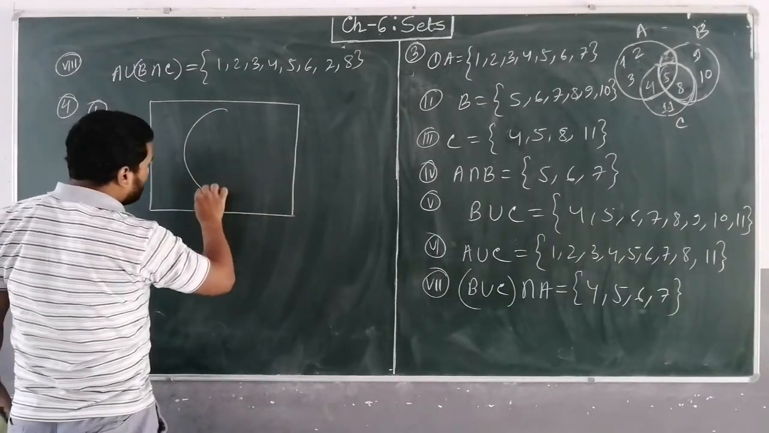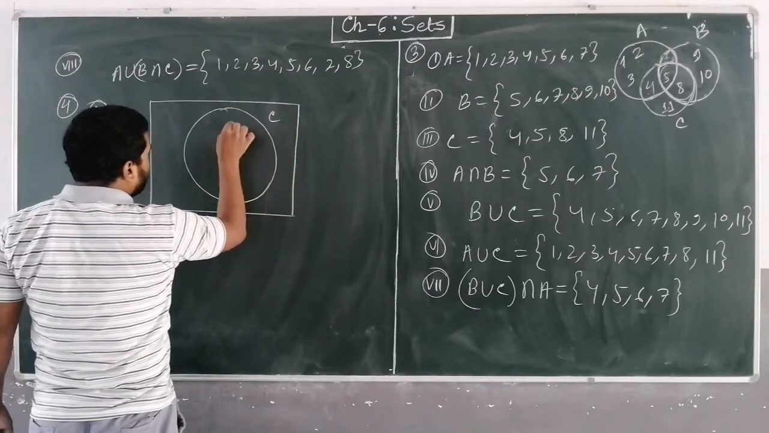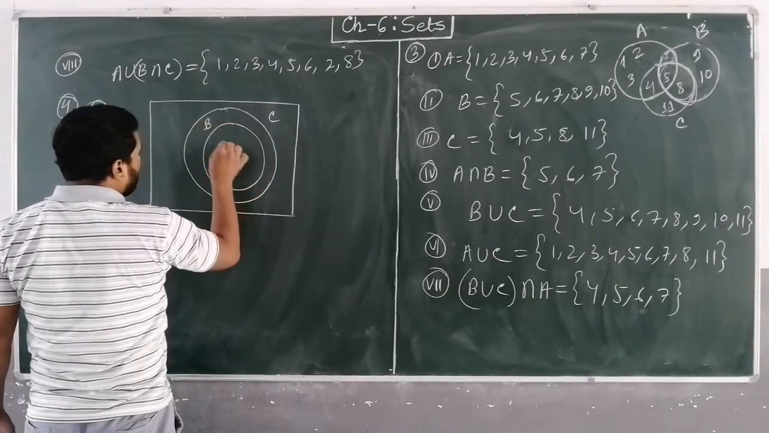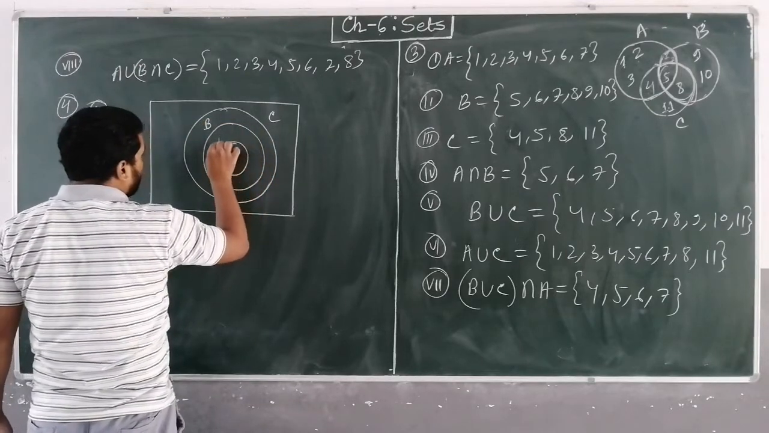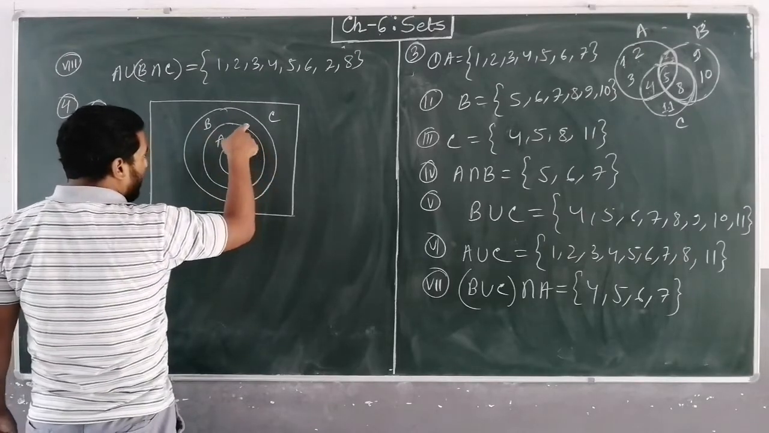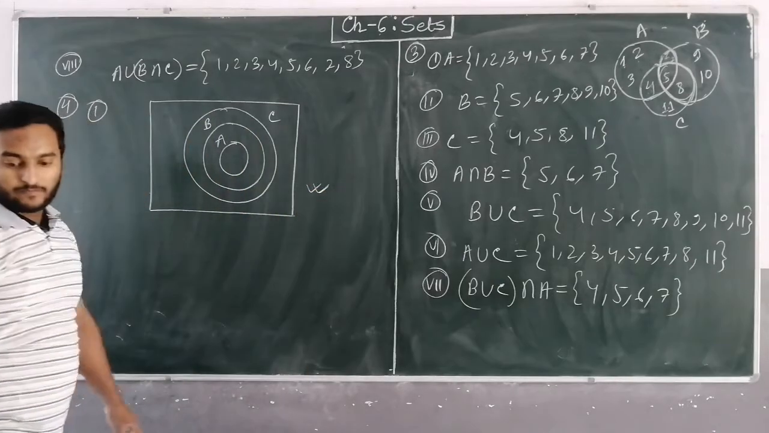So at first you will make a big circle, that is the set C. Then inside this you will make another circle, that will be B, and inside B you will make another circle, that will be A. So A is a subset of B and B is a subset of C. So this is the representation.